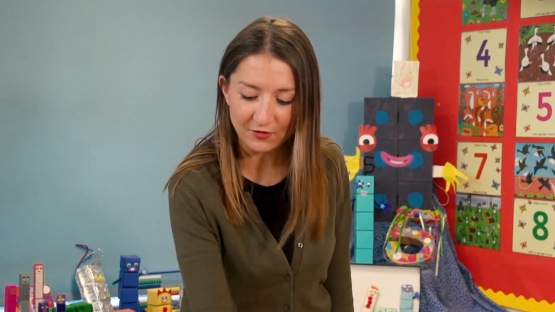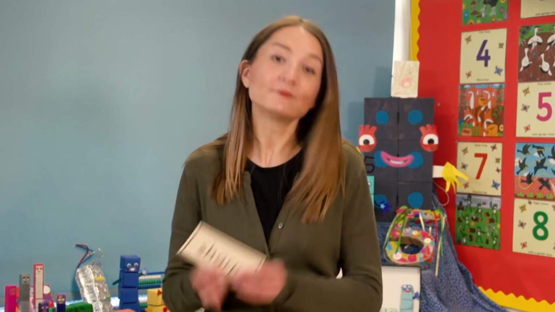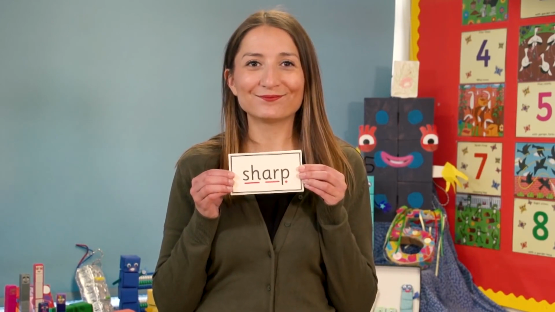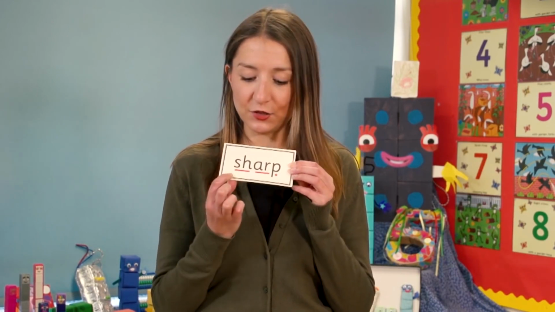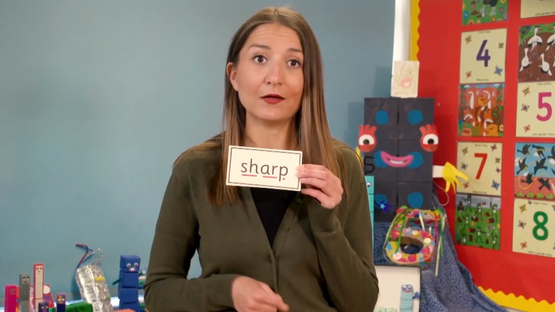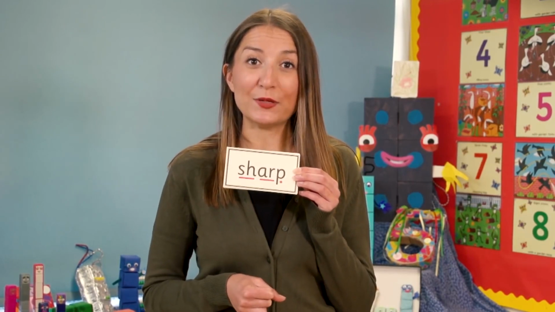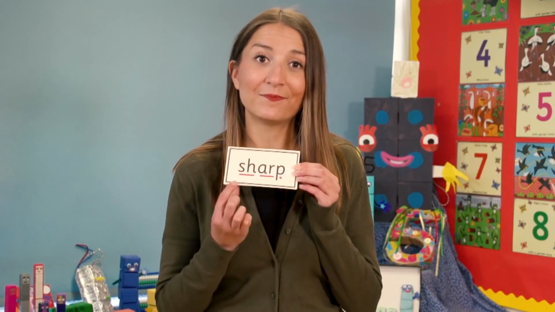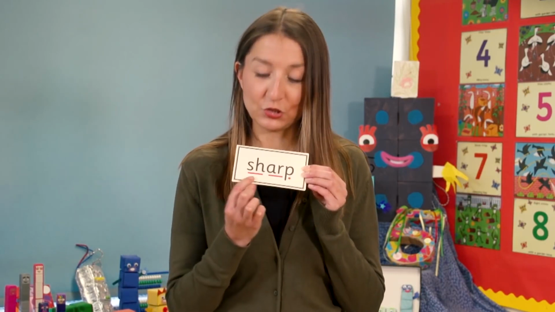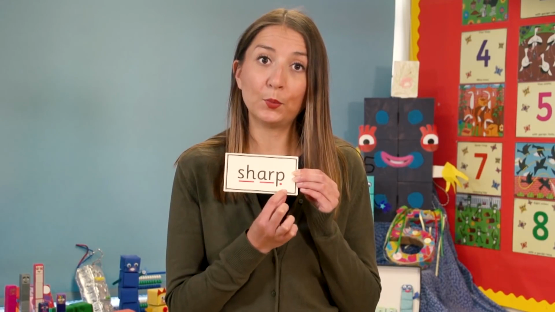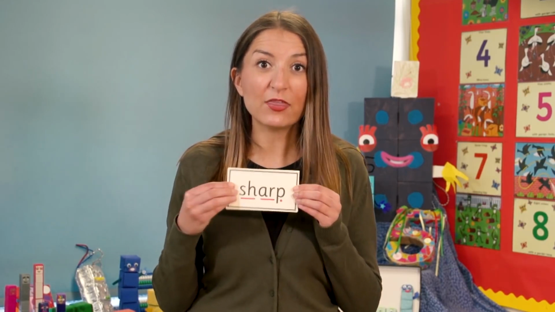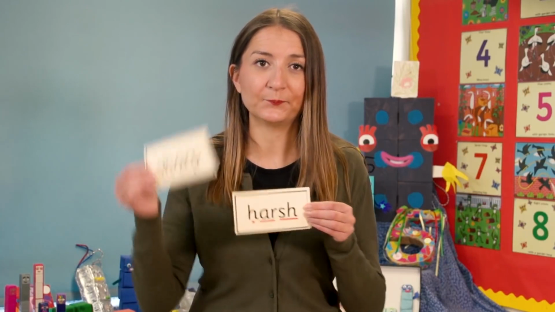Let's read some words with graphemes we already know. Have a look at this word. Can you spot the digraphs? Yes, the digraphs are sh and ar. Read each sound as I point and then blend the word. Sh, ar, p. Sharp. The thorn was very sharp. A thorn can grow on some plants.